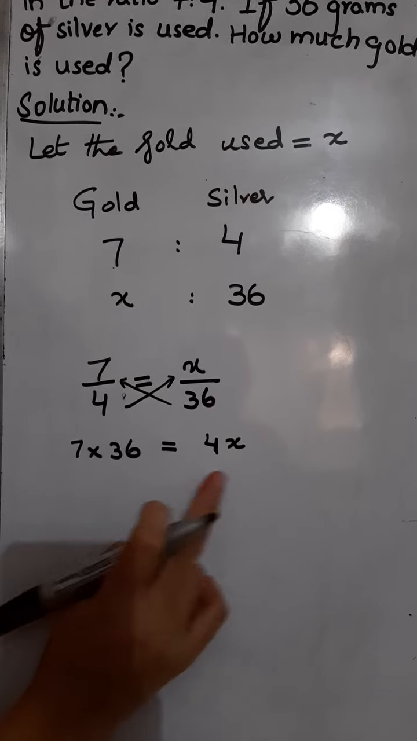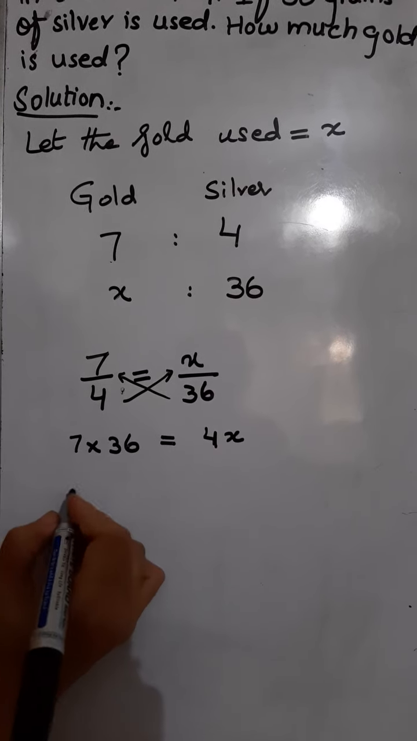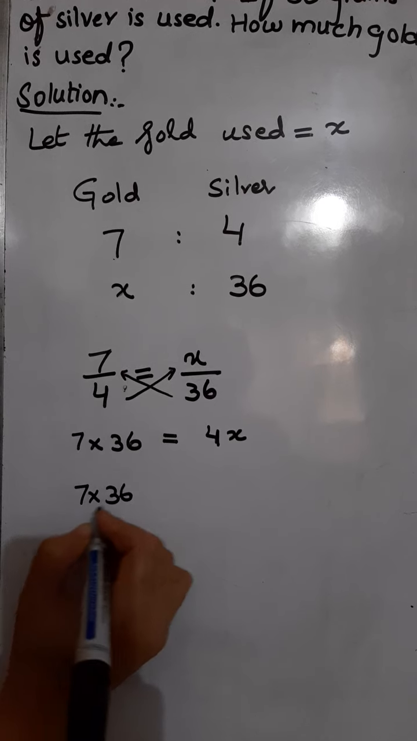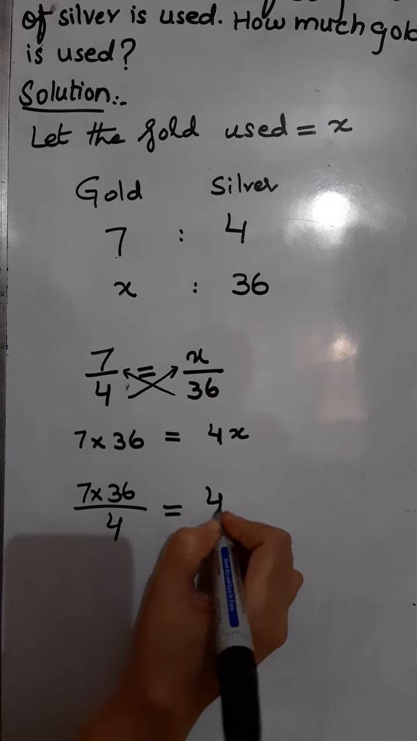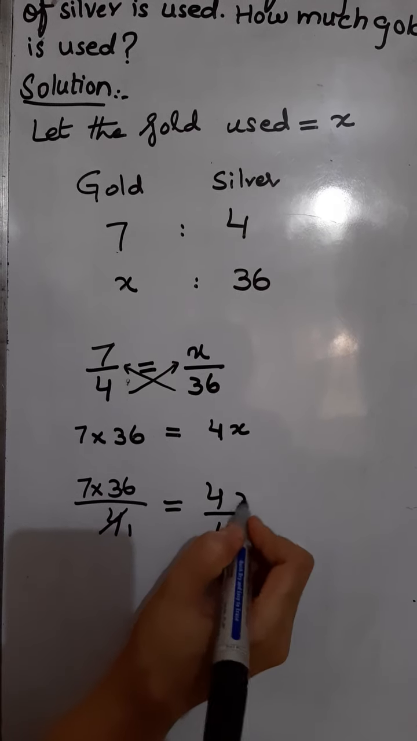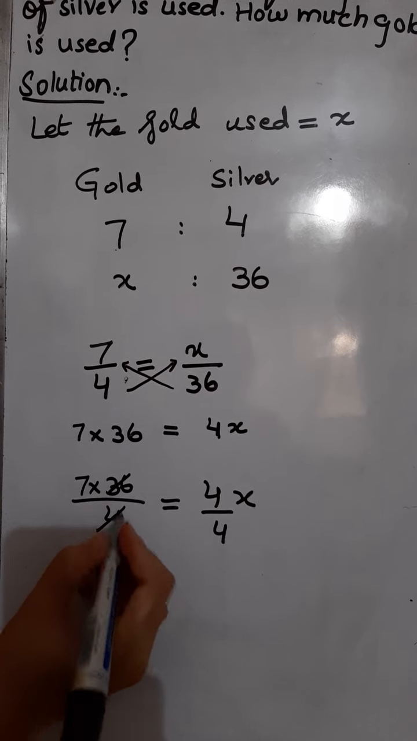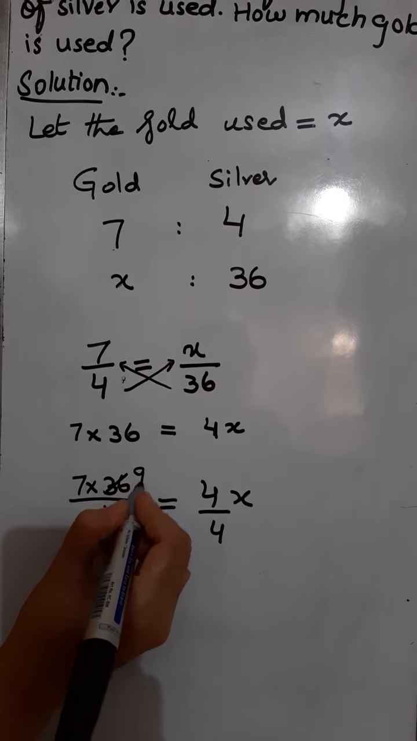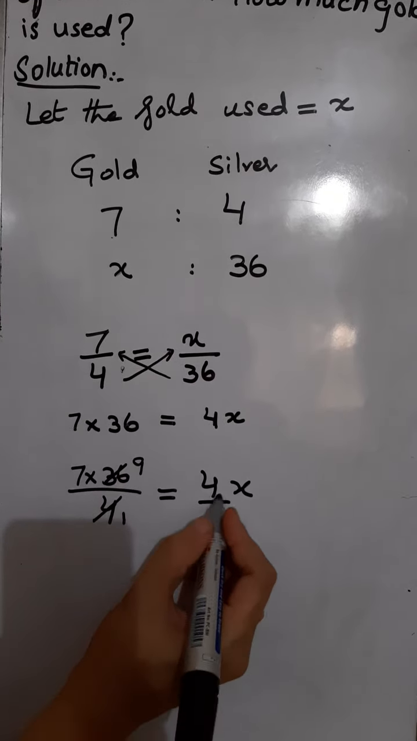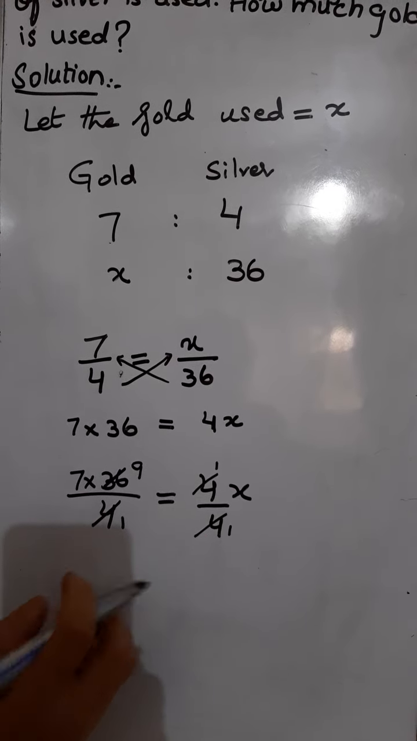Now divide by 4 on both sides to find the value of x. We will have to divide both sides by 4. So on the left side, 36 is cancelled with 4. It is divisible by 4 and it is 9 times. While on the right side it is cancelled with 1. As you know, 4 divided by 4 equals 1.